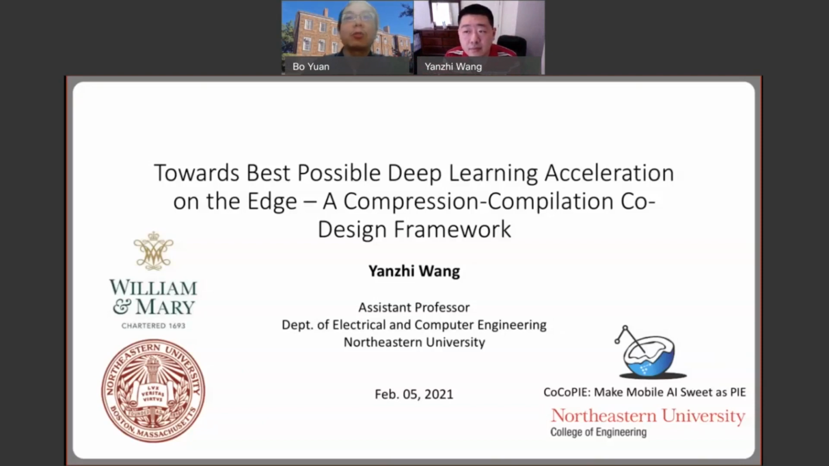So now let's welcome Professor Yanzhi Wang to give us the talk, "Towards the Best Possible Deep Learning Acceleration on the Edge, a Compression-Compilation Co-Design Framework." Thanks a lot for the introduction. Let me start our presentation on our work. This is in collaboration with the College of William and Mary, and our system is called CoCoPIE. If you're interested, you can search and see it on YouTube or Bilibili.